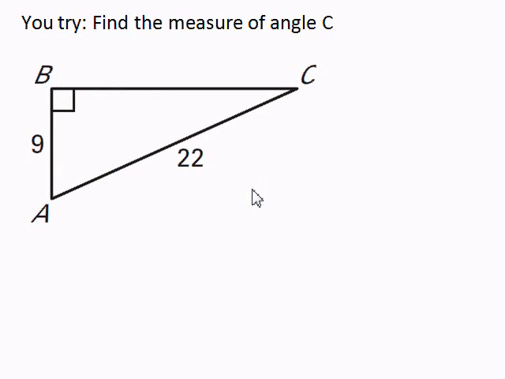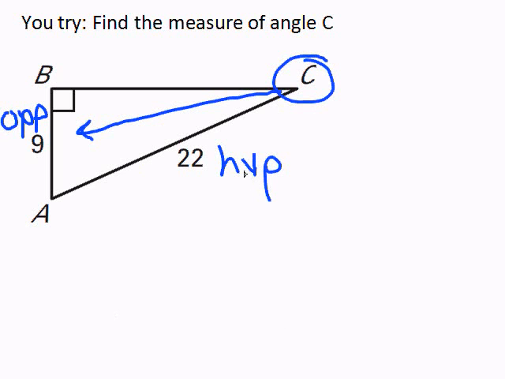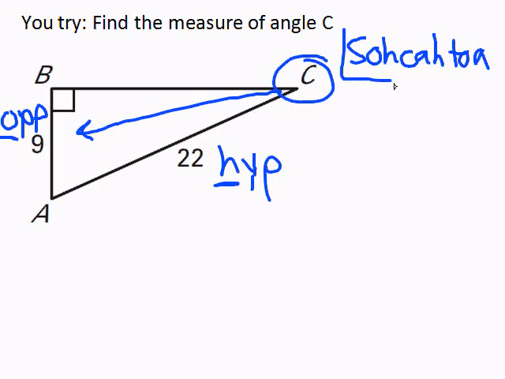Alright, on your own, go ahead and try to find the measure of angle C. Pause the video and press play when you're ready to see the answer. When I was working it out, I noticed that I had the opposite and the hypotenuse. So thinking about SOHCAHTOA, which one gives you an opposite, O, and a hypotenuse, H, together? The answer is SOH, S-O-H.